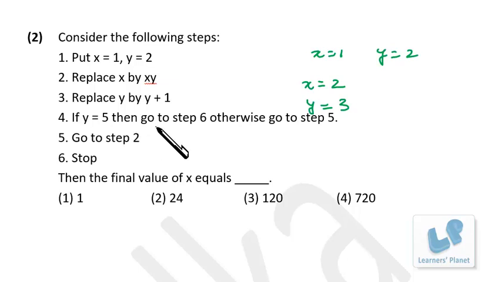If y is equal to 5, go to step 6, that means stop. Otherwise go to step 5. Step 5 is go to step 2. So further we will be replacing x by xy. So x is 2 and y is 3, so the new x is 6. Then replace y by y plus 1, so that is 4. Still it is not 5, so we have to go to step 2. So further x by xy and y by y plus 1. Now y is 5. So when y is 5, x is 24. That's pretty simple.